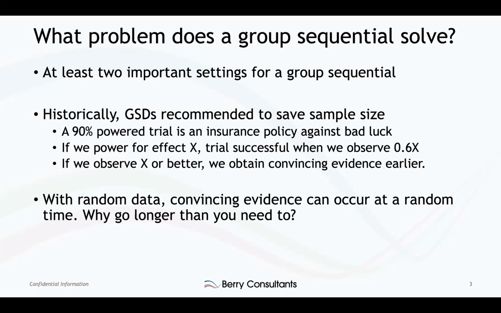If you do a 90% powered trial, standard 2.5% type 1 error, you power for an effect X. The trial's successful if you observe 0.6X.